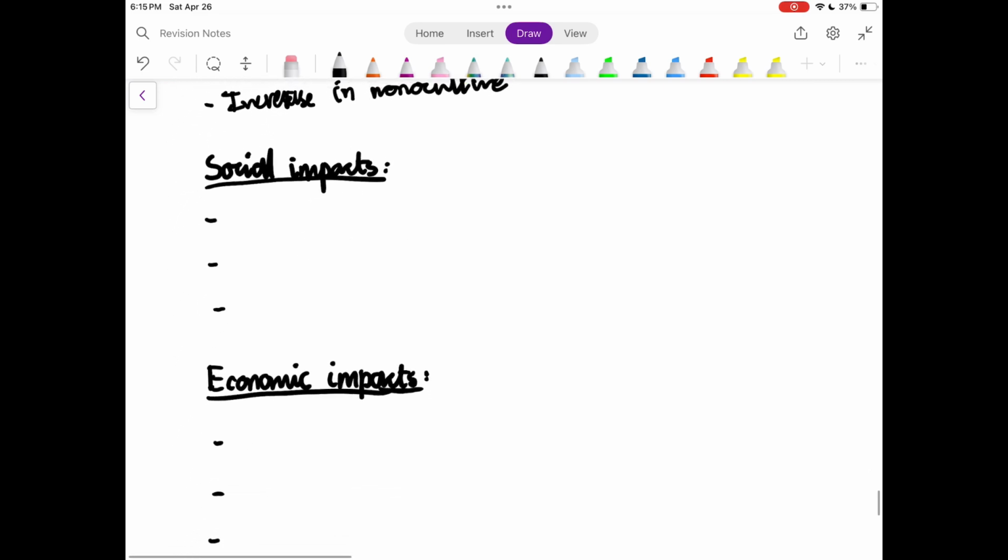Now we're going to be looking at social impacts. So the first social impact is less natural food available. And by this I mean food that grows in rainforests. This could be like bananas or orangutans. And therefore it can decrease the organic nutrients that us humans are consuming.